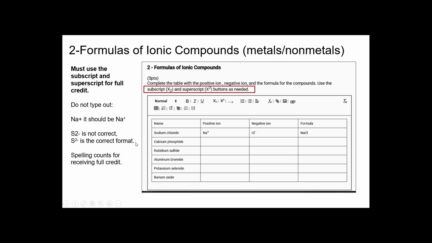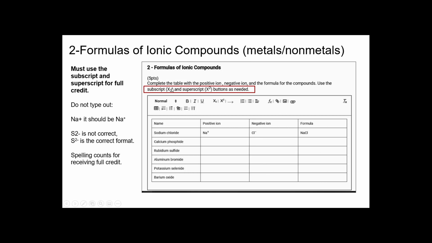So I'm now breaking down the sections. They may seem like they are repeating, but they're really not. They're all broken down just a little bit differently. So this one says formulas of ionic compounds. Remember, ionic compound is a metal and non-metal. So this one has the name, and you have to put the positive ion, which would be the cation, and the negative ion, which would be the anion, and then the correct formula.